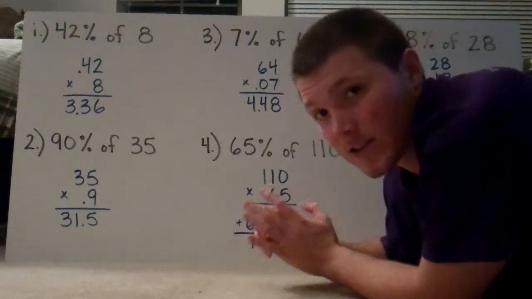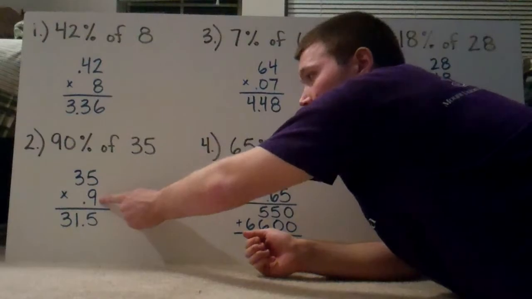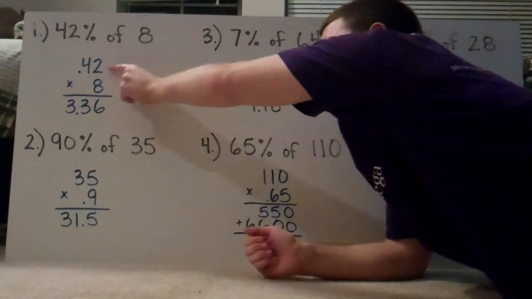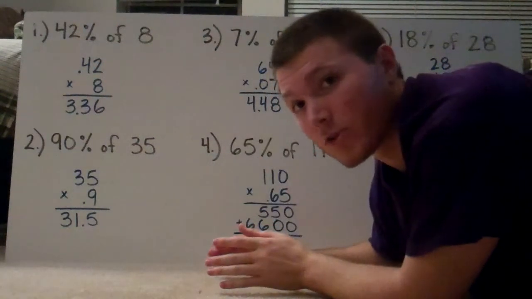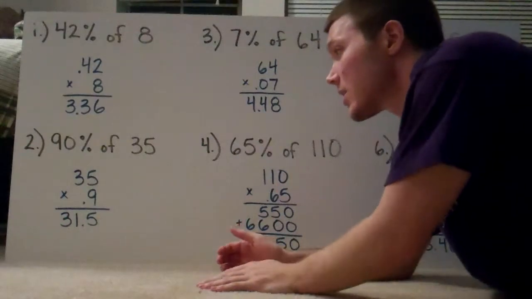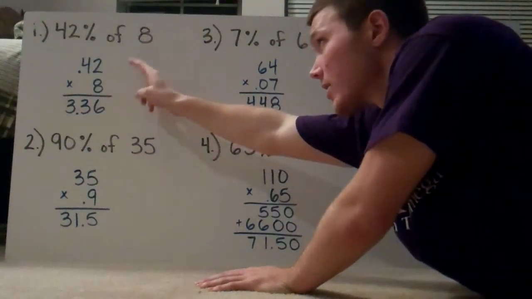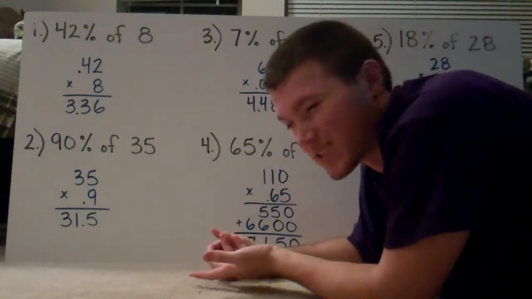And class, it doesn't matter if you multiply the number first by the percentage in decimal form or if you multiply the percentage in decimal form by the number. Doesn't matter which one you do first. I just usually like to put my numbers with the most digits on top and the number with the least amount of digits on bottom when I multiply. I just think it's easier.